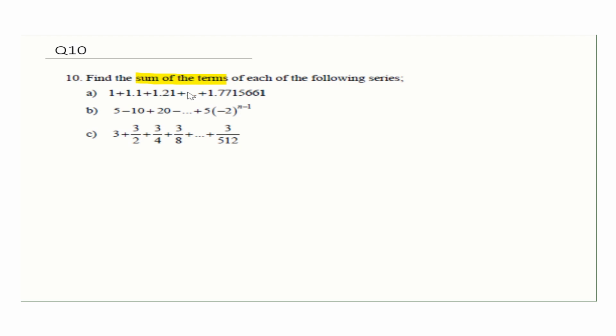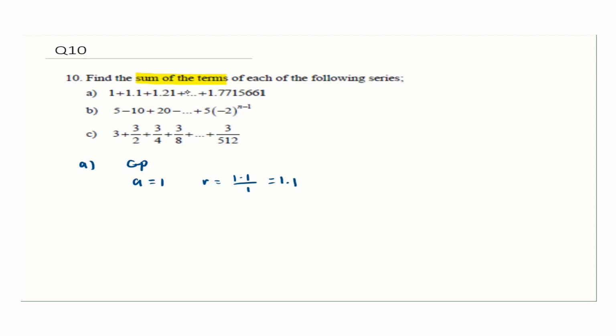So this cannot be an arithmetic series. Then we check the ratio. We divide T2 by T1, we get 1.1, and then we divide 1.21 by 1.1, which is also 1.1. So this is a geometric series. That is how we check. So for question 10a, this is a GP with A equals 1 and R is 1.1, which is 1.1 divided by 1.